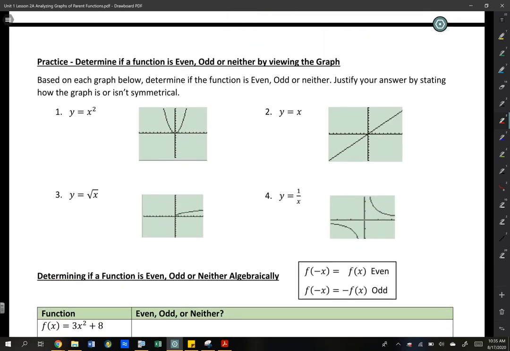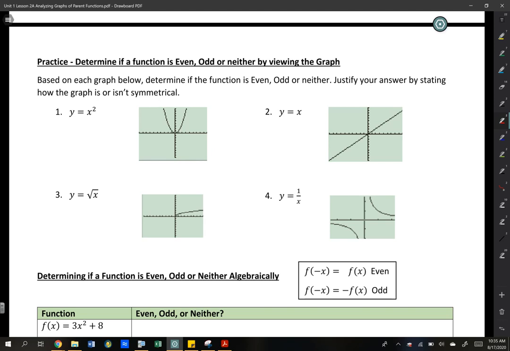So at this point, we're going to do a little practice. Determine if each graph below is even, odd, or neither. Justify your answer by stating how the graph is or isn't symmetrical. So if you're saying it's even, you would say that it is symmetrical over the y-axis. And if you're saying it's odd, you would say symmetrical over the origin, or you just say neither, not symmetrical. All right, so pause the video, give these a shot, and then come back.